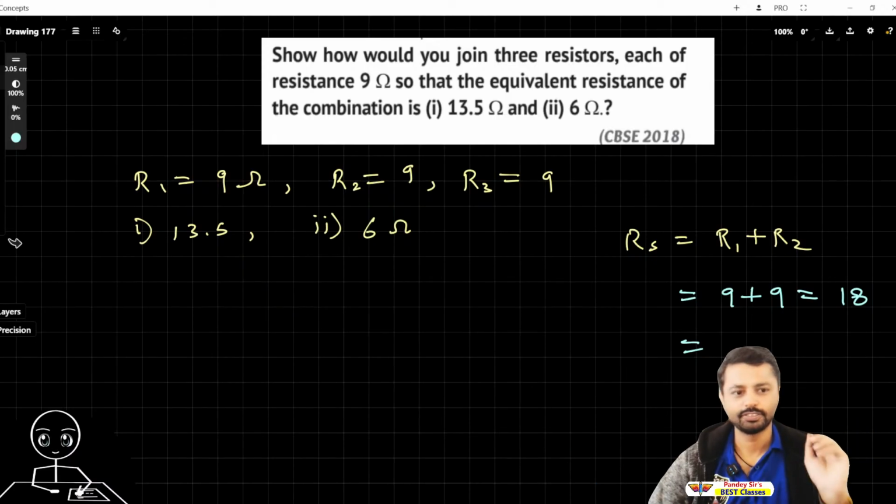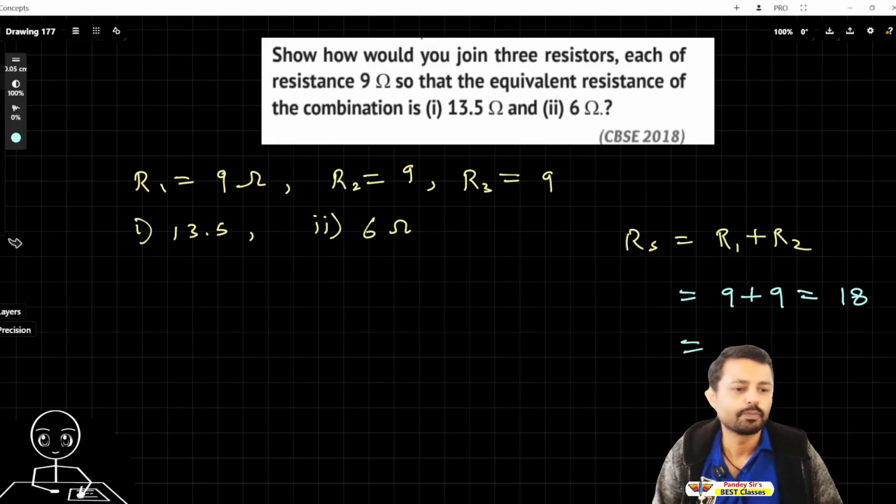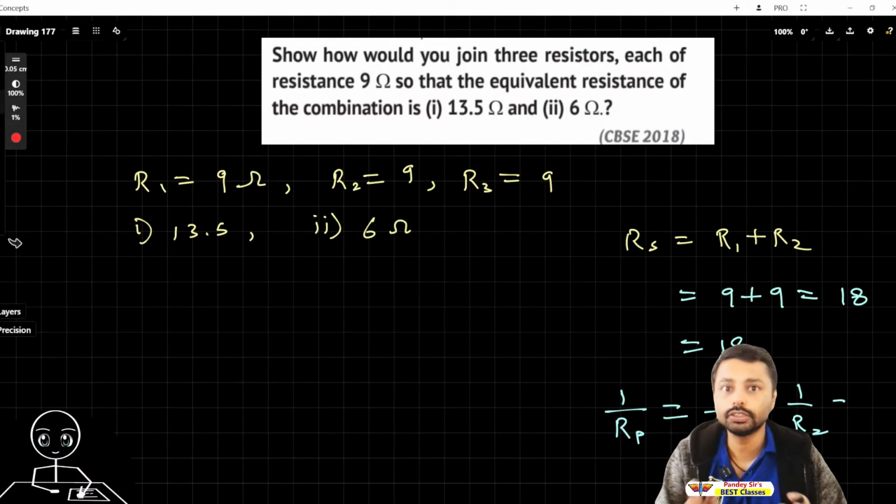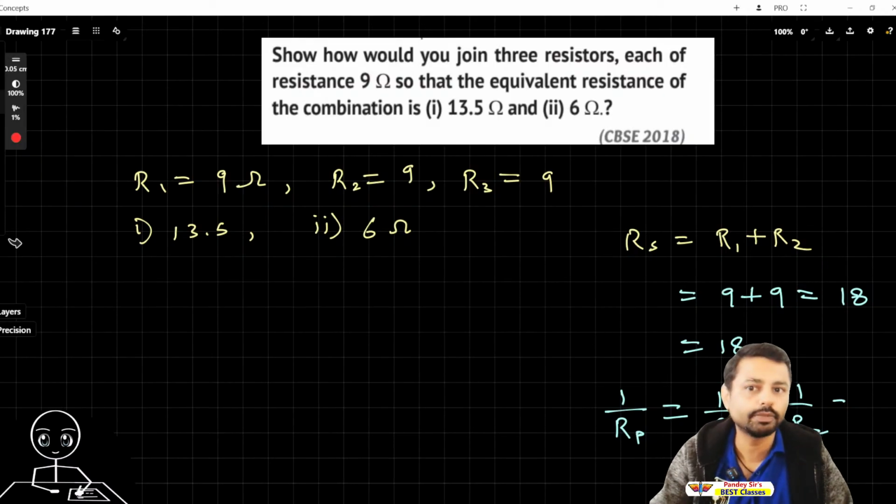Ready? Okay. So since we got 18, now if we add them in parallel, 1 by RT equal to 1 by R1 plus 1 by R2 and so on. Yes, after solving this complete question, I will show both the questions so that you can take a screenshot and practice by yourself.